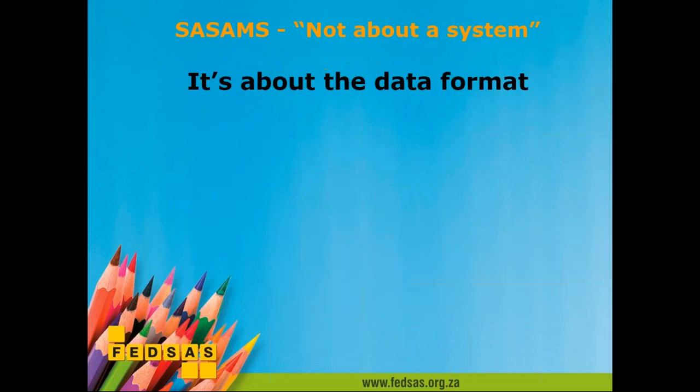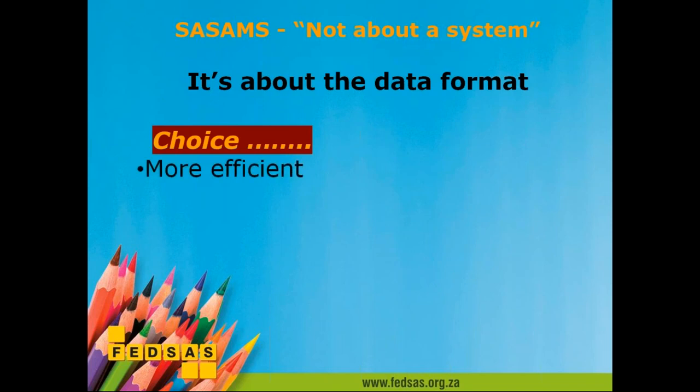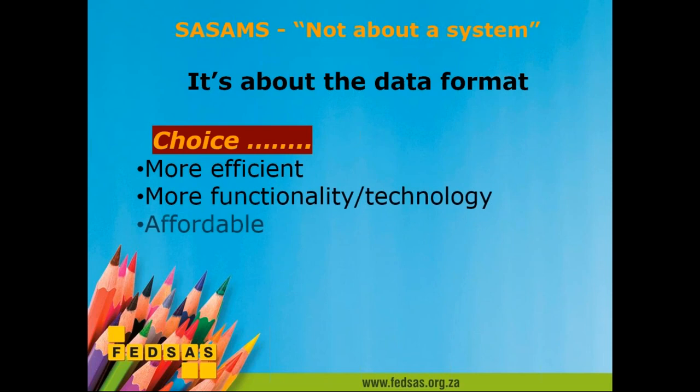And what we're saying is SAMS is not about a system, it's about the data format. The data format needs to be in a certain way that can get to the department so that they can manage it. It's about choice as well. How we're going to get that information to the department is up to us. We may have a more efficient manner. We may have a more functional, more technology-friendly manner. It might be a more affordable manner, or it might have other functionalities.